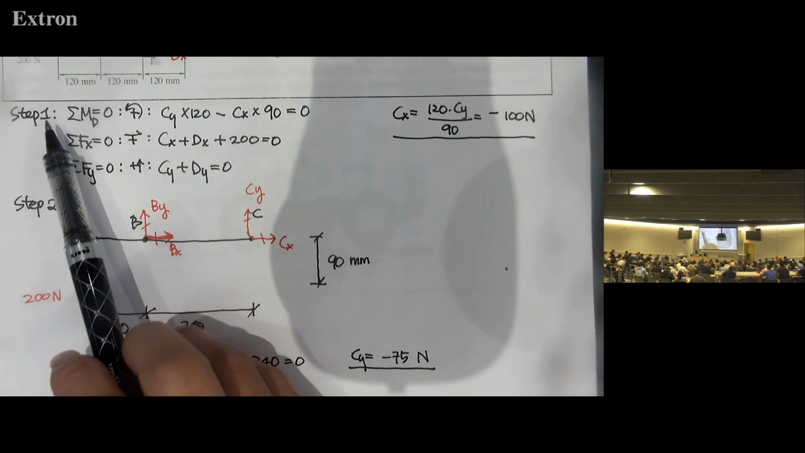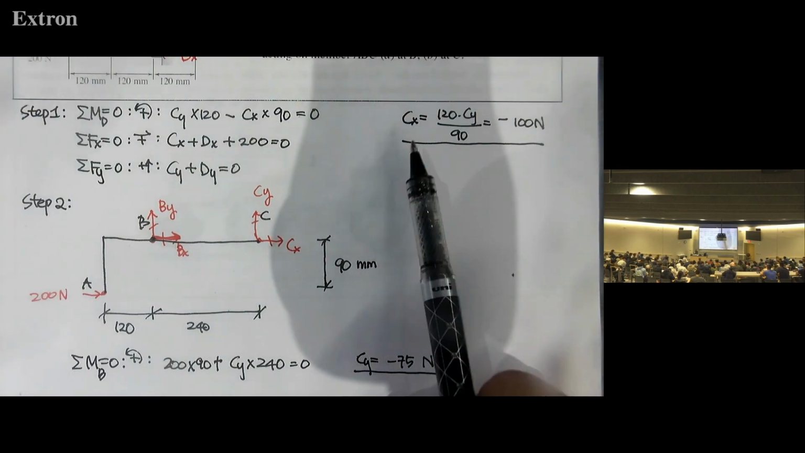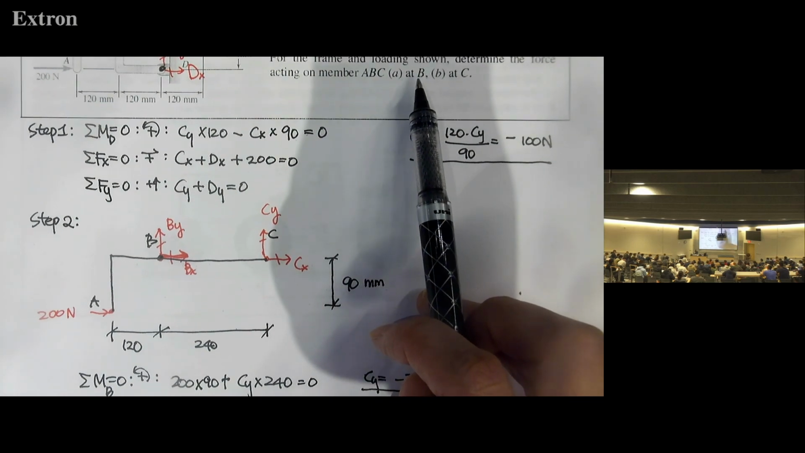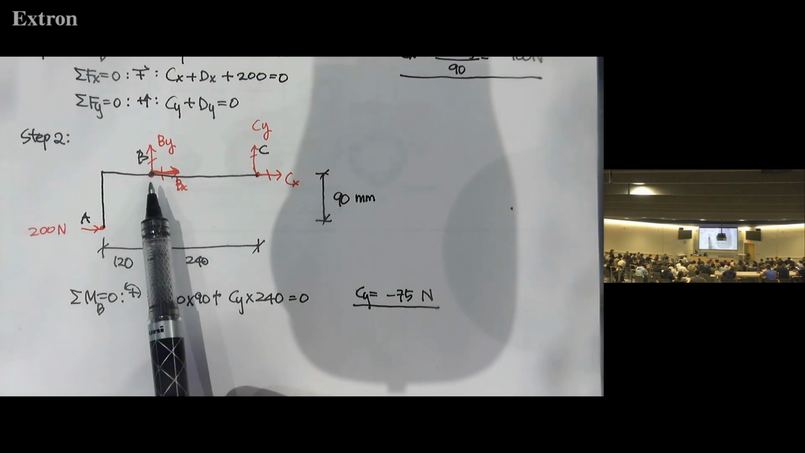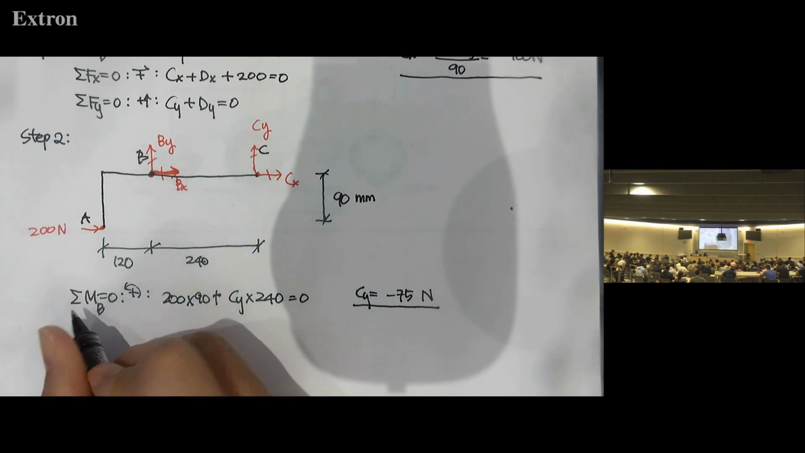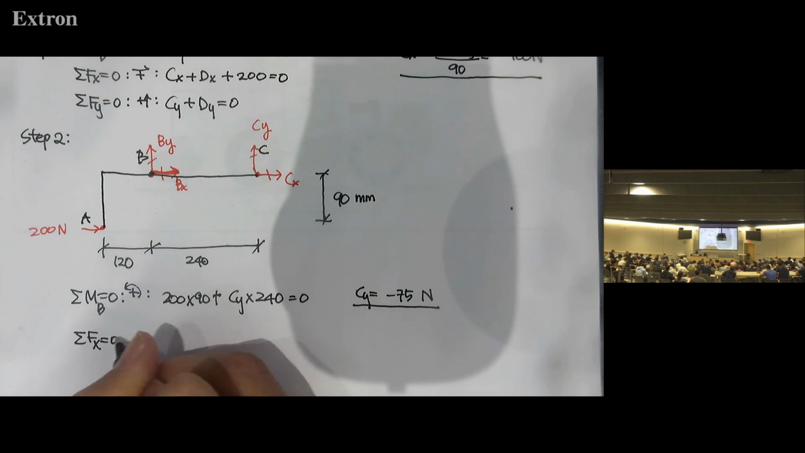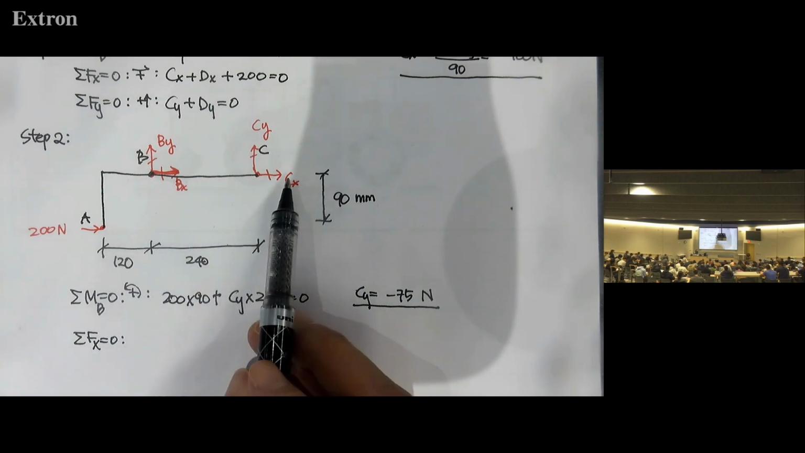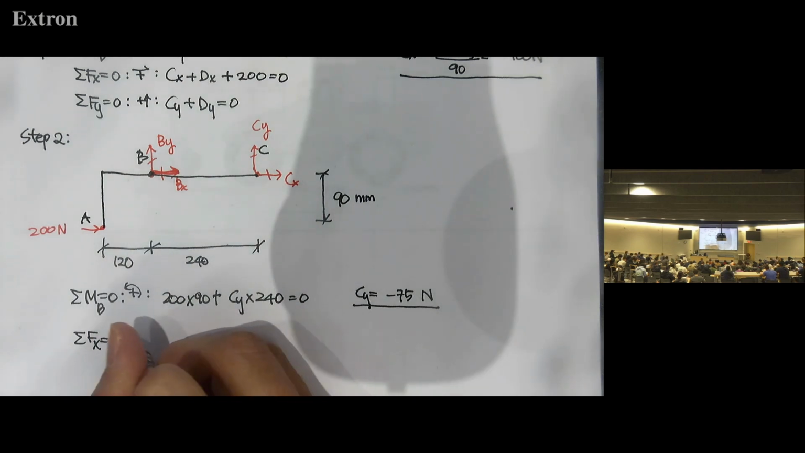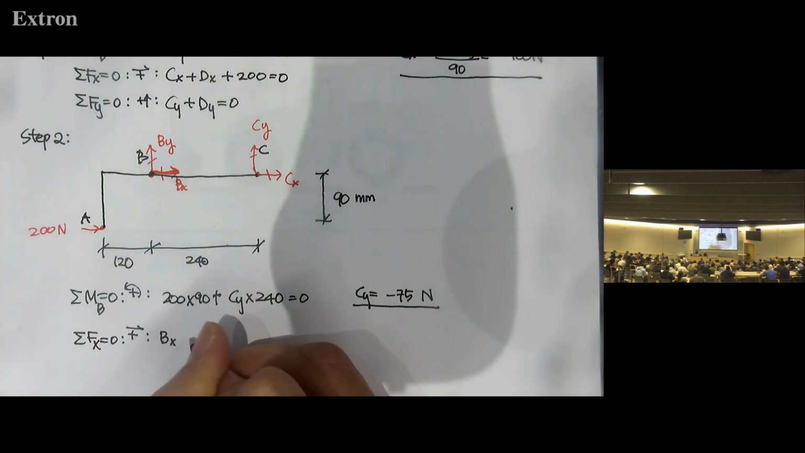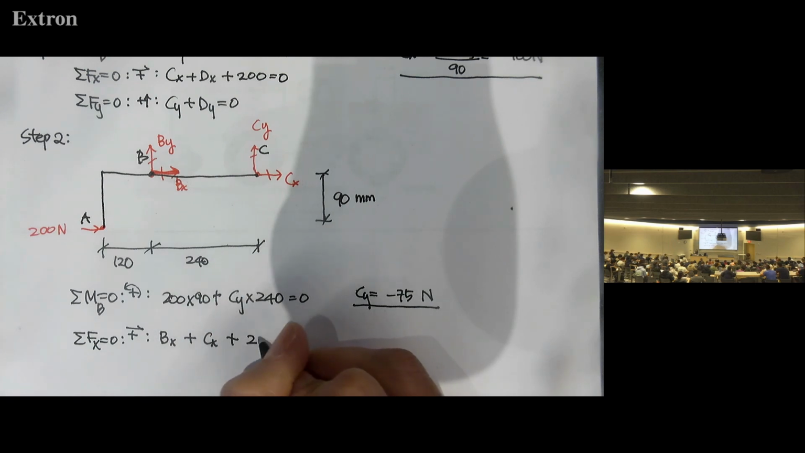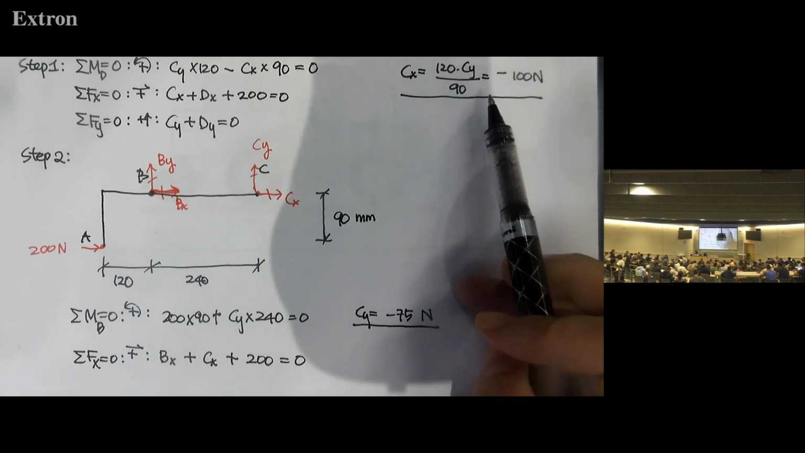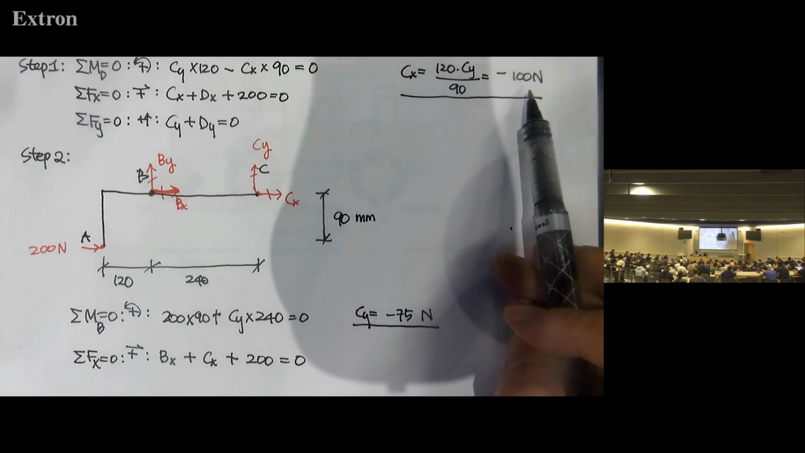So using this 2-step method, we found Cx and Cy. And what else do we need to find? It's Bx and By, right? Then we have this local structure. By solving the Fx equation, we can find Bx, right? What's the Fx equation? We have Bx, Cx, and then 200. And here we found Cx is minus 100.